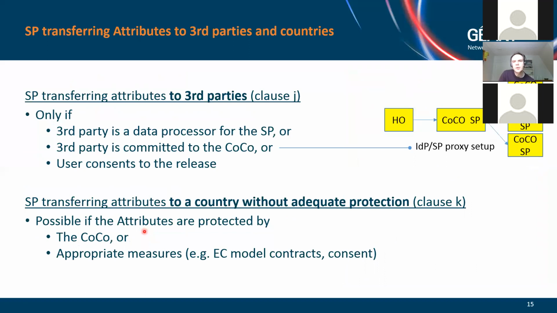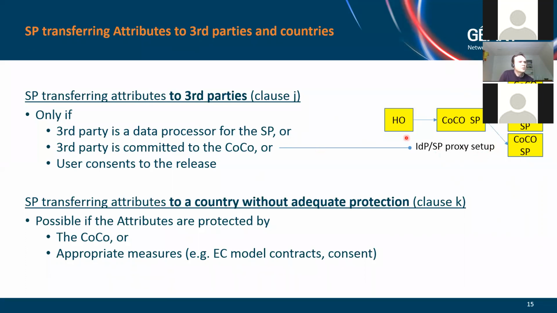Some service providers may want to further release the attributes to another organization or another data controller or service provider. And it is possible, according to clause J of the COCO, only if the third party is a data processor for the service provider. So if the third party processes attributes on behalf of the service provider. Or if the third party is also committed to the code of conduct.